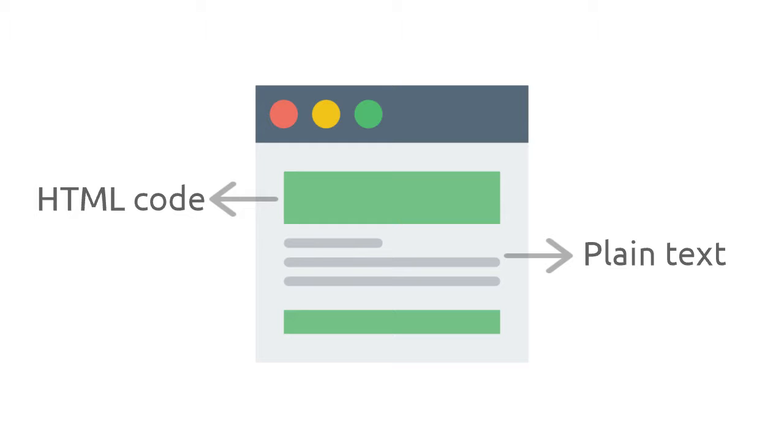So how does the browser differentiate between this simple text and HTML text? Well, this is done by something called tags. Tags help the browsers to differentiate the HTML code from the rest of the text. So tags are basically text enclosed within angular brackets.